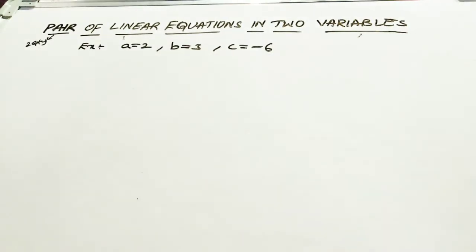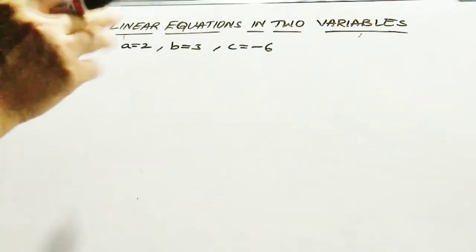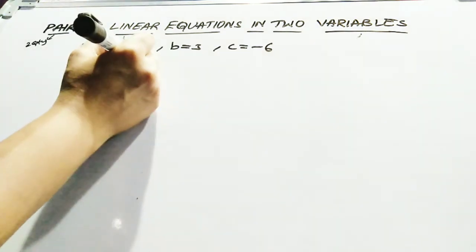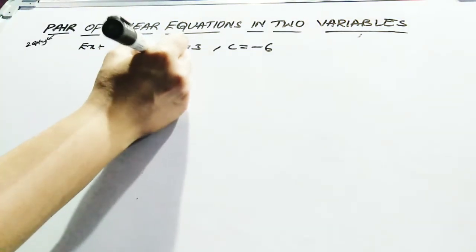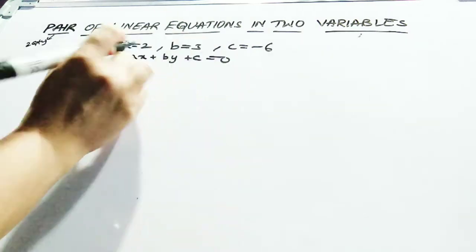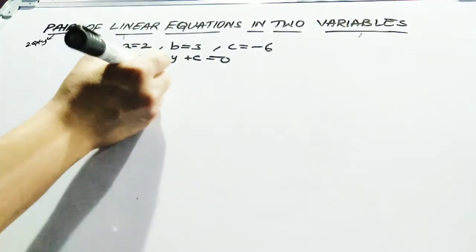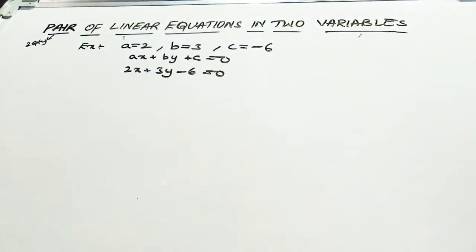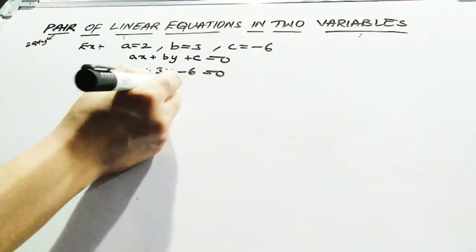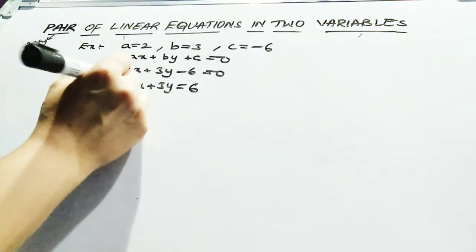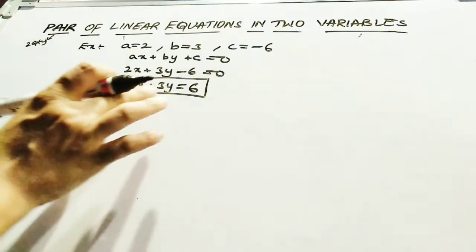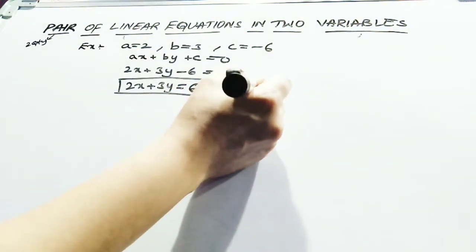Take one example. a equal to 2, b equal to 3, c equal to -6. Substitute these values in your linear equation. What is your linear equation? ax plus by plus c is equal to 0. 2x plus 3y minus 6 is equal to 0. You can write 2x plus 3y is equal to 6. It is your linear equation in 2 variables.